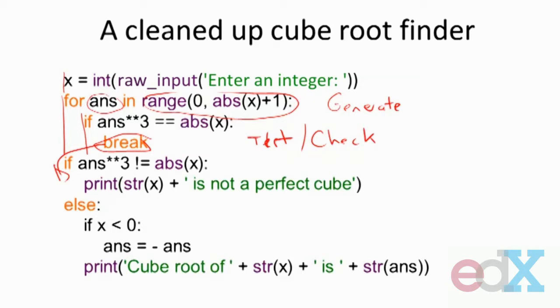Now, why do I have to do one last check? Well, I don't know whether I hit a break or whether I actually ran out of values to try. So I'll see which case I'm in. If I'm in a place where I'm out of values, in other words, if answer cubed is not equal to the absolute value of x, which meant that this test was not what caused us to get there, I'll return the fact it's not a perfect cube. Otherwise, well, I'll just do what I did before, make sure I know which sign I want to use and then print out the right thing.